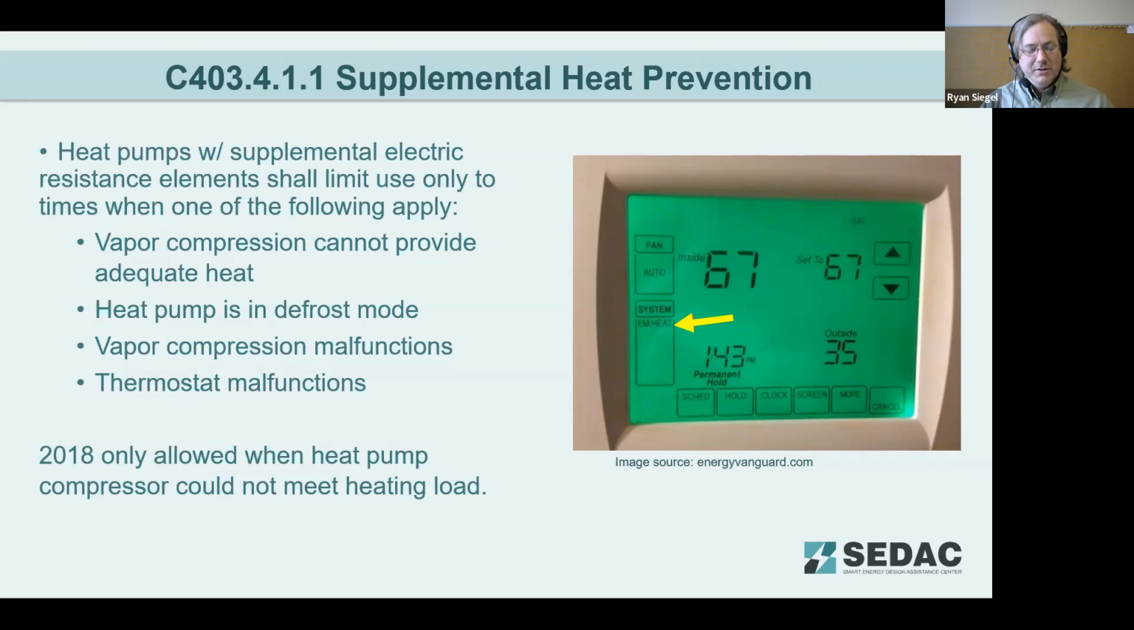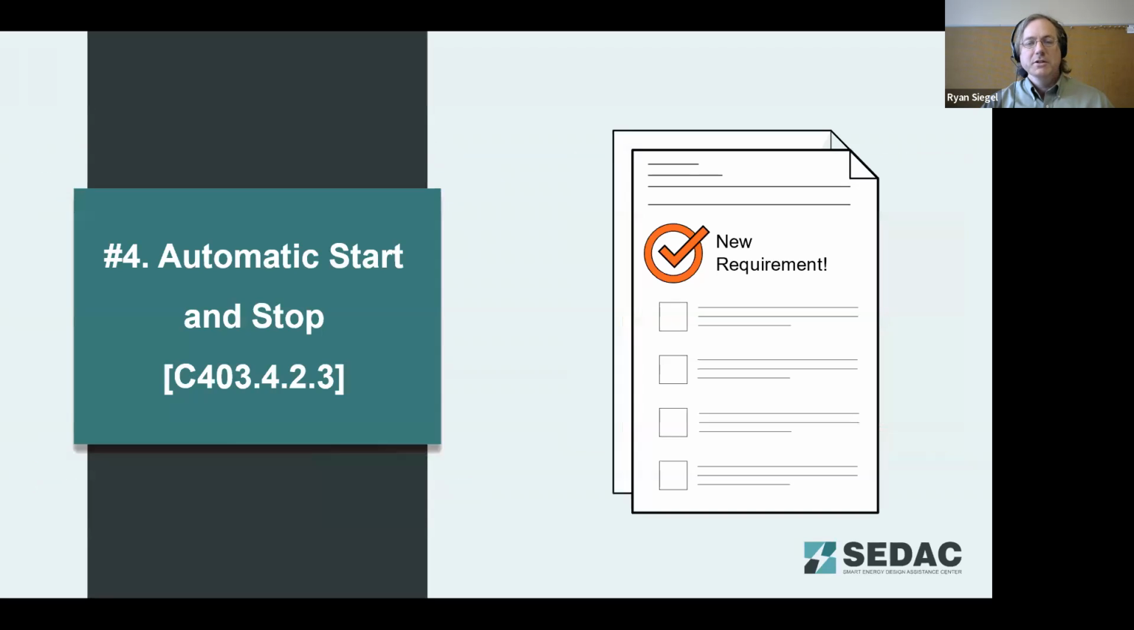And this kind of makes sense that we want people to know that something has gone awry here before you just get hit with a $2,000 electric bill. So something that they're really encouraging, particularly as more and more people are moving to heat pumps, is really calling out and saying we really want to limit the time that the strip heat is running.